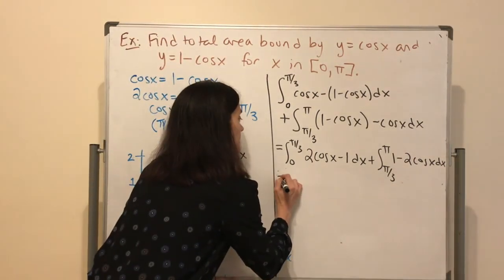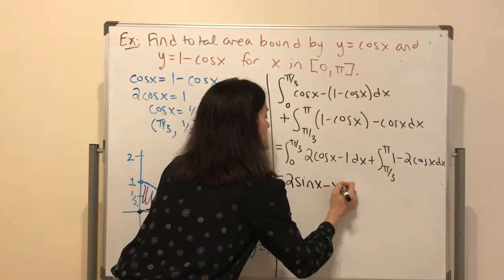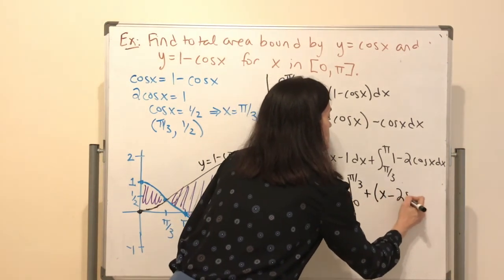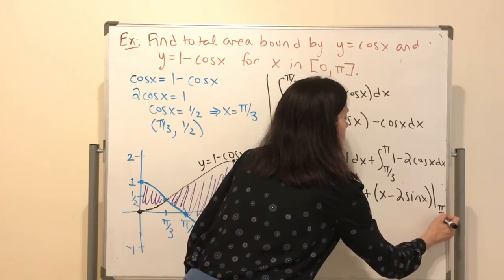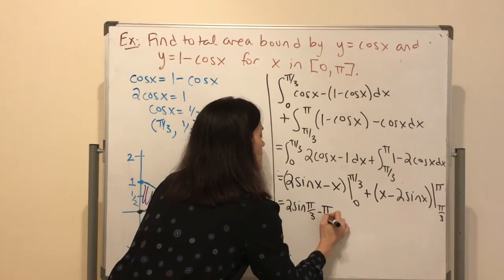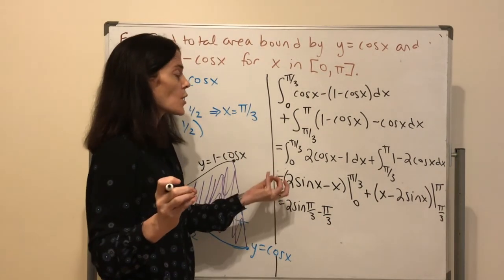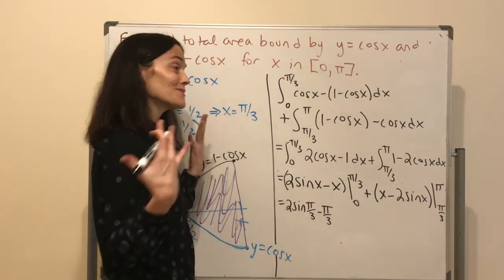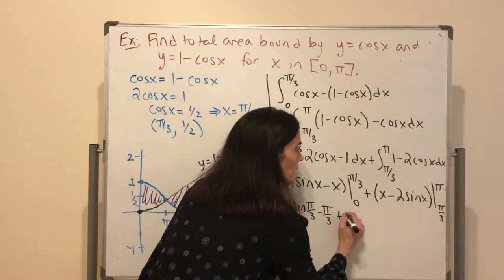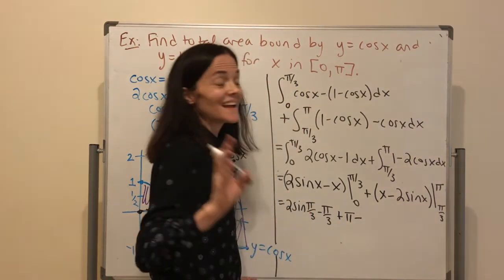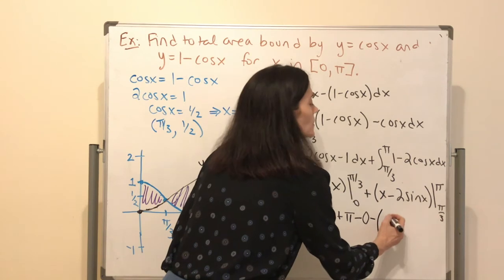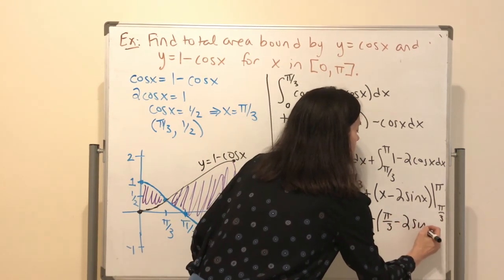Now let's integrate. We get 2 sine x minus x, evaluated between 0 and pi over 3, and then x minus 2 sine x, evaluated between pi over 3 and pi. We get 2 sine pi over 3 minus pi over 3. Then we subtract off at 0, but the sine of 0 is 0, and x evaluated at 0 is also 0. So these two are all we have from this part. Now let's evaluate the second part. We get pi minus 2 sine of pi, and sine of pi is also 0. Subtract off, we have pi over 3 minus 2 sine pi over 3.